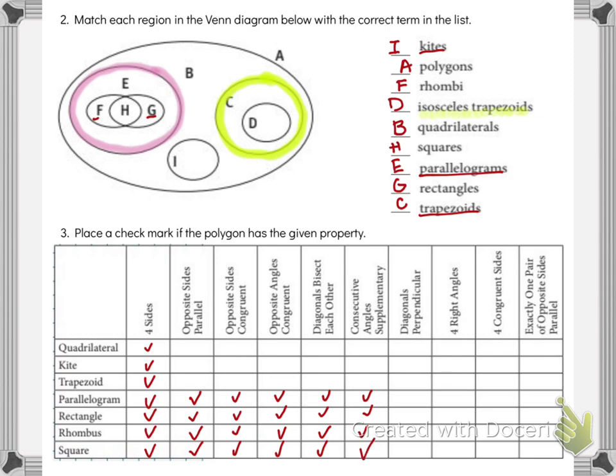Diagonals are perpendicular. Now that is for kites, and that is for a rhombus. And if it's for a rhombus, well, what other type of rhombus is there? Remember, look at your Venn diagram. Squares are also rhombi, so we would put our check mark there as well. For right angles, you're going to see a rectangle has 4 right angles. And because a rectangle does, what goes under a rectangle? A square, okay? 4 congruent sides, same thing. A rhombus has 4 congruent sides, so a square has 4 congruent sides as well. And exactly 1 pair of opposite sides are parallel. That is a trapezoid, okay?